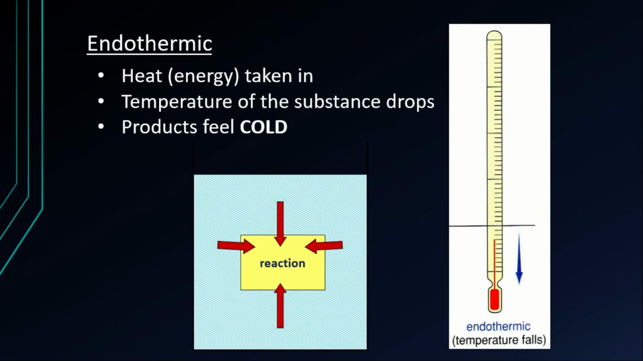So endothermic, heat is taken in or is absorbed. The temperature of the substance drops and the product will feel cold or the object will feel cold. Ito yung dahilan kung bakit kapag hinawakan natin yung bakal, mas mararamdaman mo na malamig siyang hawakan kumpara sa kahoy na bagay. Yun ay dahil ang metal, ina-absorb niya yung heat. So the product will feel cold.